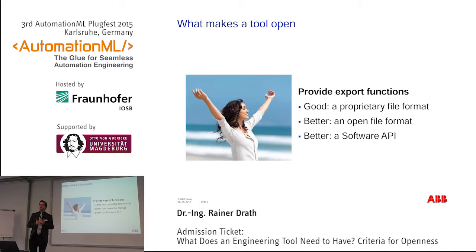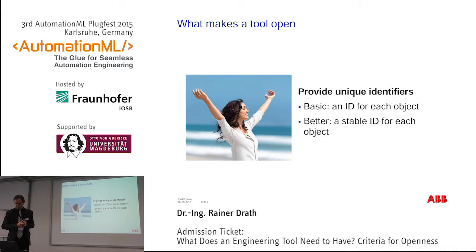So there are some obvious things, of course. If you want to be an open engineering tool, you need to provide export functionality. That is trivial, that is simple. A good way is to provide a proprietary file format. This is in many cases already sufficient. But of course it is better to have an open file format, because an open file format has somehow a standardized syntax, possibly a standardized semantics, while proprietary file formats may change from version to version, or even from subversion to subversion. Even better would be a software API. This would be the most generic approach to get data out of an engineering tool.